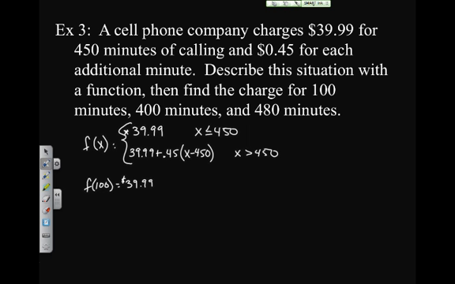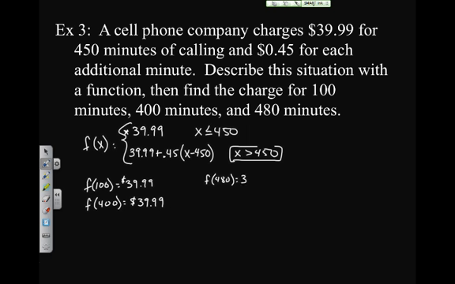Then we have a charge for 400 minutes. Again, that 400 is less than 450, so the charge is just $39.99. That's already taken care of in your monthly fee. Then we have the charge for 480 minutes. So f of 480. Well, now we have to go down to this area, right? We're more than 450, so we use the second formula.